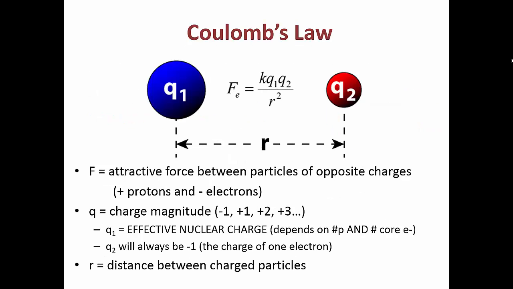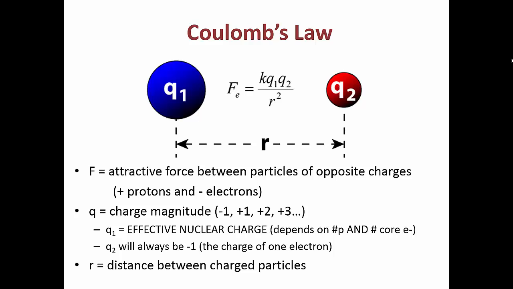First of all, to review Coulomb's Law, we've seen this before. F is the attractive force between particles of opposite charges. So when particles have the opposite charge, they will attract. If they had the like charge, they will repel. So two electrons would repel each other, but an electron and a proton will attract each other. The Q represents the charge magnitudes, and one of those Q values will always be -1. That's the charge of one electron.